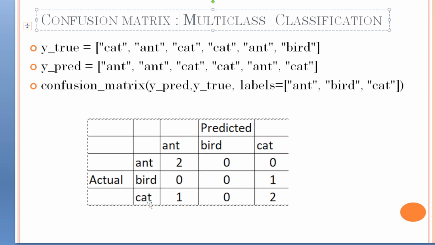Then, in actual, how many are cat? In actual, there are 1, 2, and 3 cats. So, this total is 3. But one cat is predicted as ant. So, cat is predicted as ant, so one value. And then cat is predicted as cat and cat is predicted as cat, two numbers, so we write two numbers over here. So by this method we can use the confusion matrix and write some values inside it.